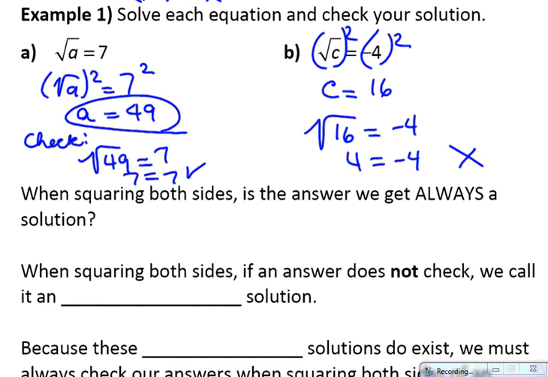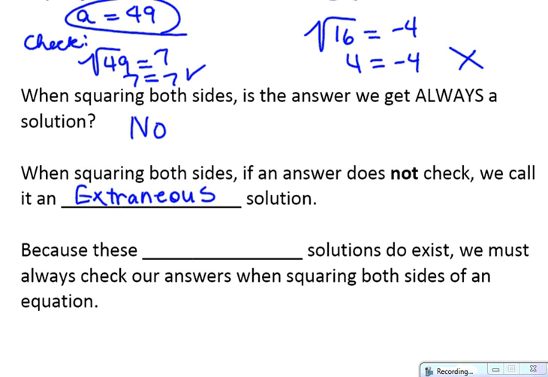So the question is, when squaring both sides, is the answer we get always a solution? That answer is no. When squaring both sides, if we get an answer but it doesn't check, we call it an extraneous solution. Because these extraneous solutions do exist, we must always check our answers when squaring both sides of an equation.